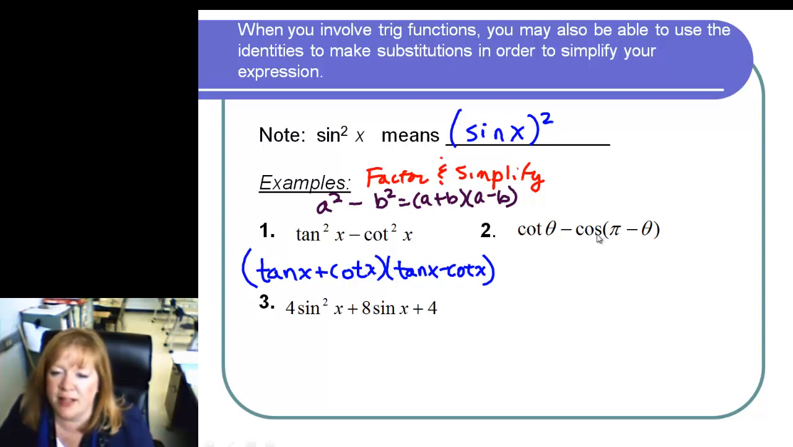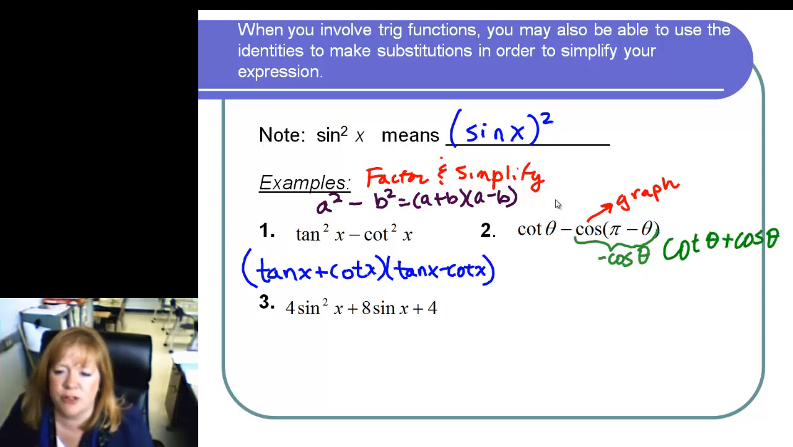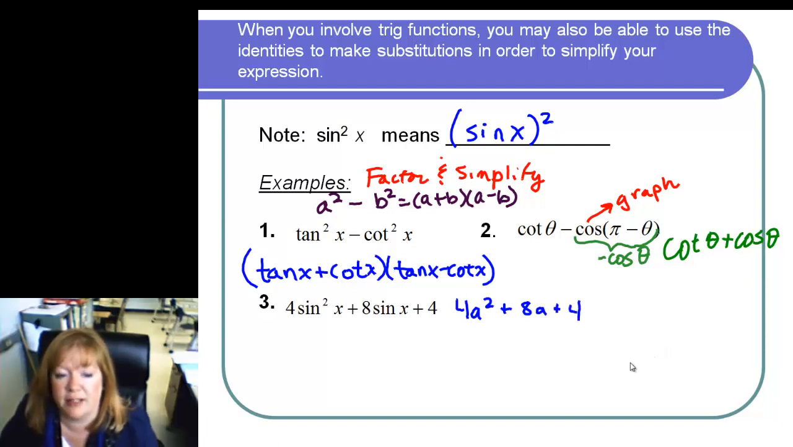To simplify this other one, I hope you remember from the homework, when we had the pi minus theta, we graphed those to see which graph it looked like. Was it sine, cosine, negative cosine? In this case, when you graph that one, it looks like negative cosine. So we would have just cotangent theta minus a negative cosine theta. That's cotangent theta plus cosine theta, and that's my final answer. I really can't simplify it any further than that.